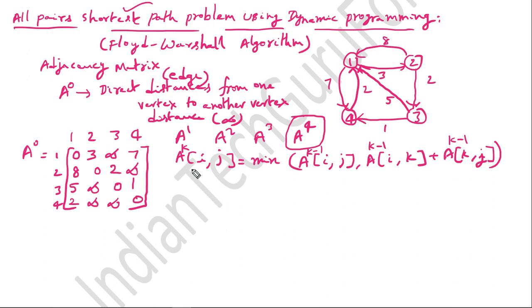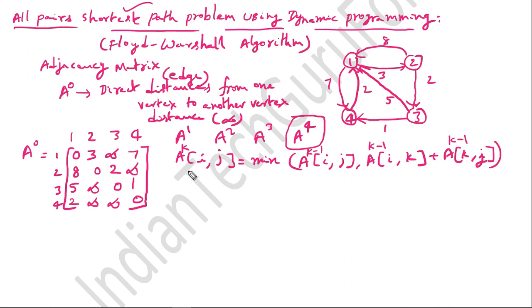So to find out A power 1, we need to have the values of A power 0. As we already know the values of A power 0, based on which we can calculate A power 1, and using the values of A power 1, we can calculate the values in A power 2. Based on the values of A power 2, we can calculate the values in A power 3. Like this, we can calculate.